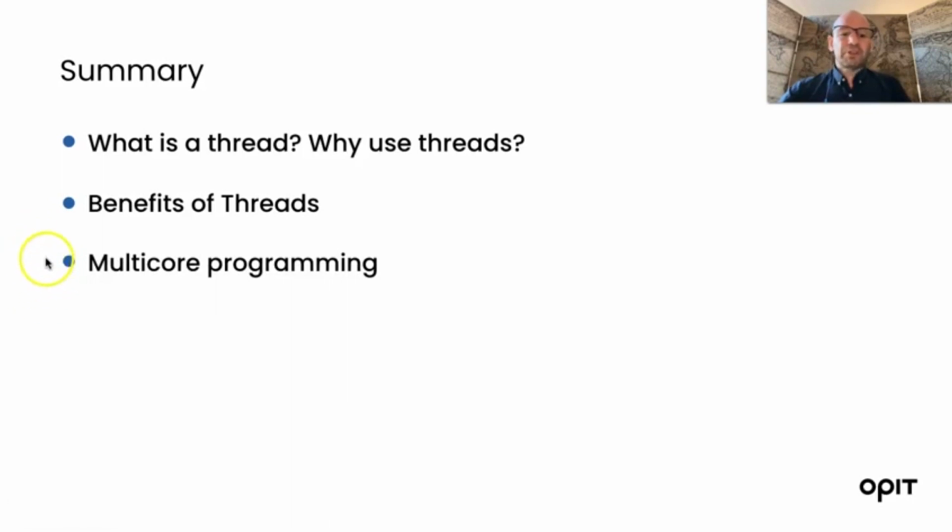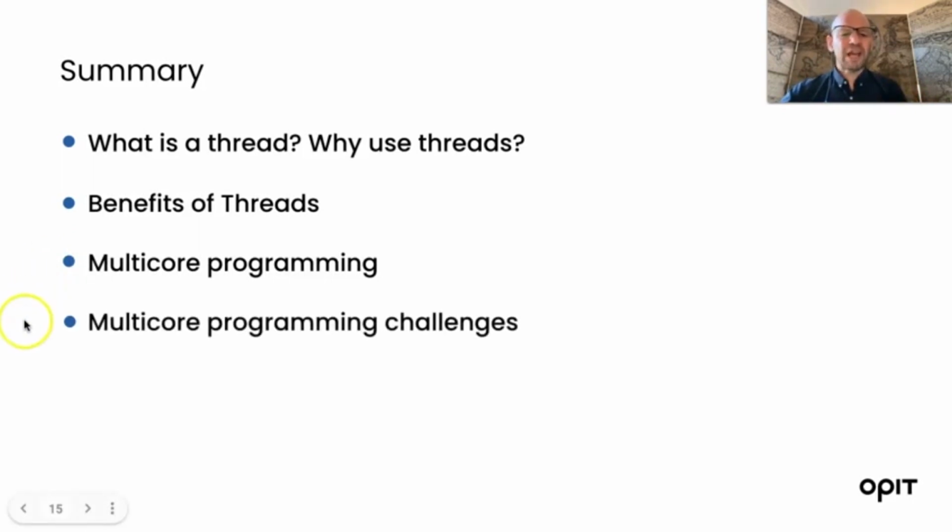We looked at the idea of multi-core programming, so the ideas of concurrency and the ideas of parallelism and how they fit together. We looked at some of the challenges of multi-core programming. From a coding perspective, there are some issues around multi-core programming, for example, shared data access. And then lastly, we looked at different types of parallelism, so data parallelism versus task parallelism.